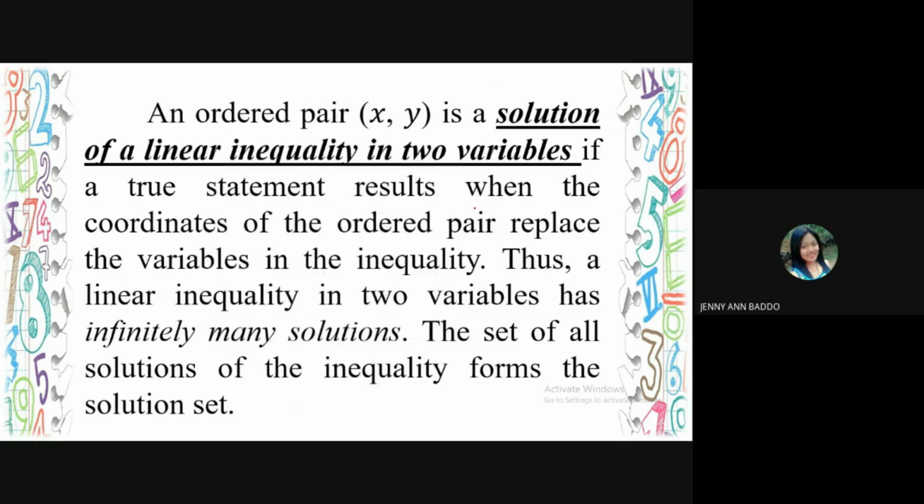Next, we have the solution of a linear inequality in two variables. An ordered pair x, y is a solution of a linear inequality in two variables if a true statement results when the coordinates of the ordered pair replace the variables in the inequality. Thus, a linear inequality in two variables has infinitely many solutions. The set of all solutions of the inequality forms the solution set.